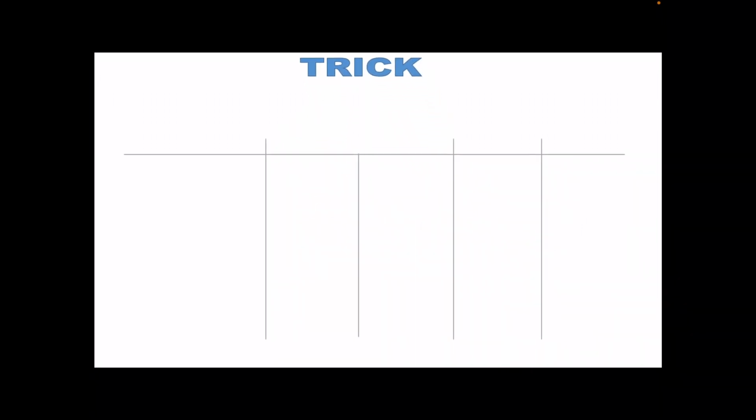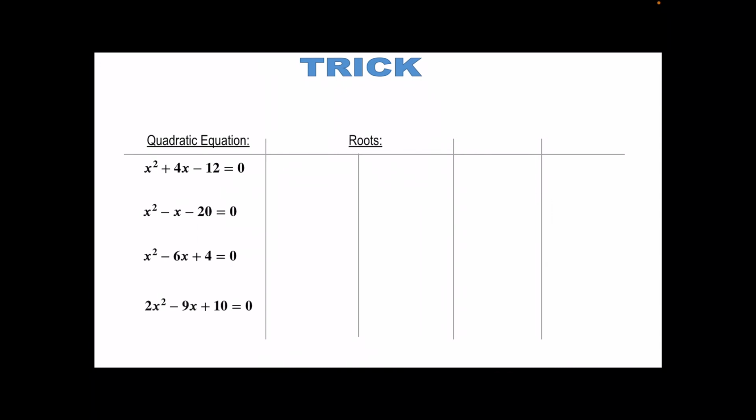So let's say you have solved a few quadratic equations and you obtained the two roots of each of the quadratic equations. Now during the exam time, if you want to cross check whether the roots that you have obtained are correct or not, then you have to follow this trick. You have to do 3 steps.